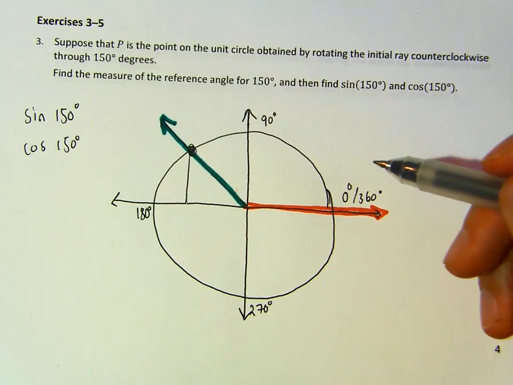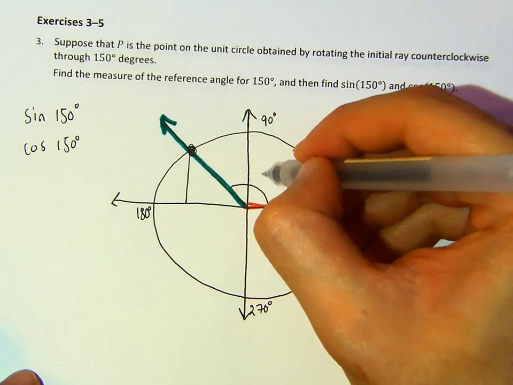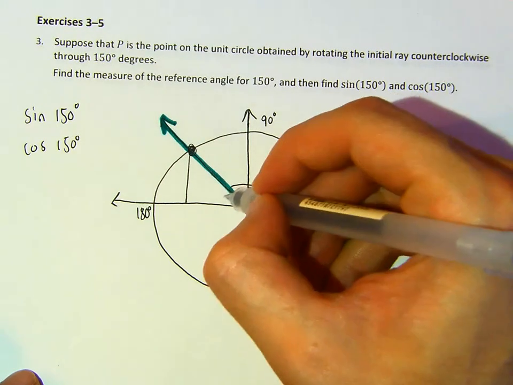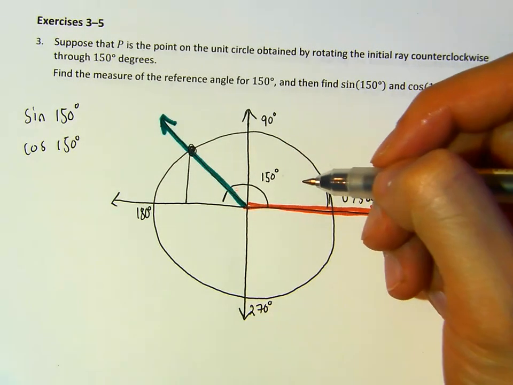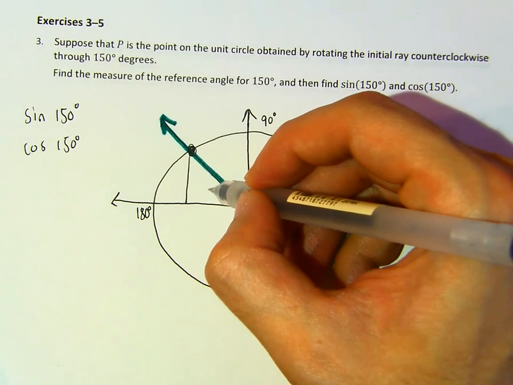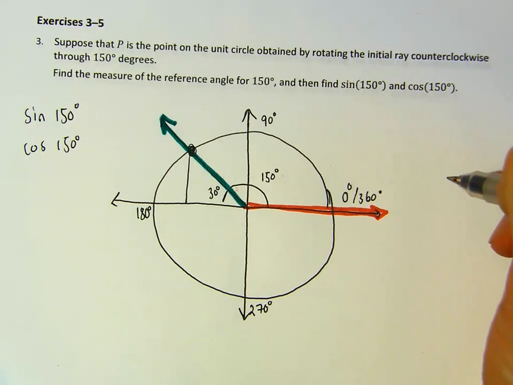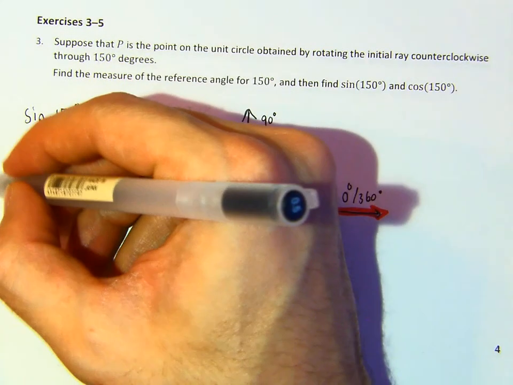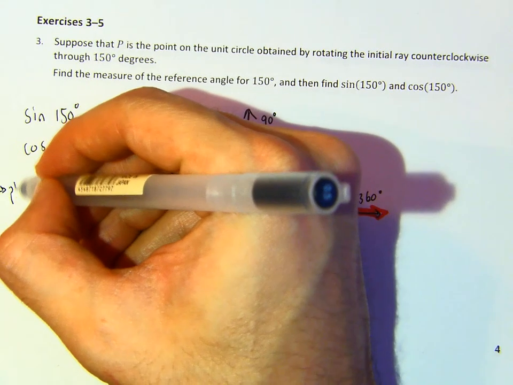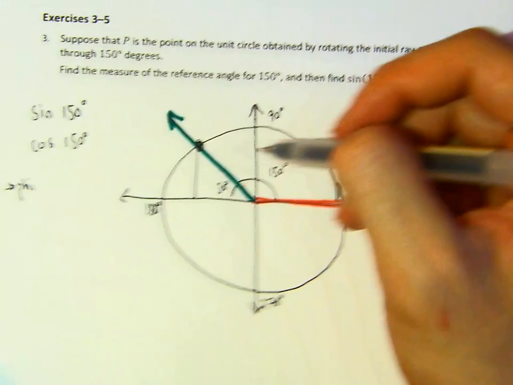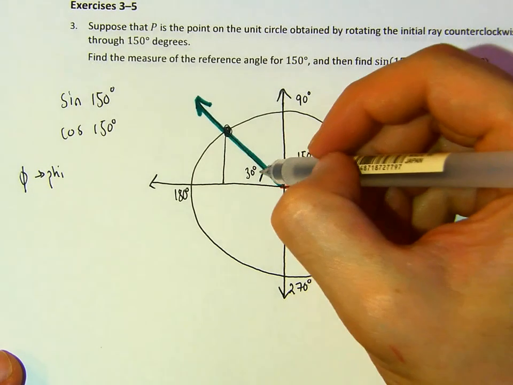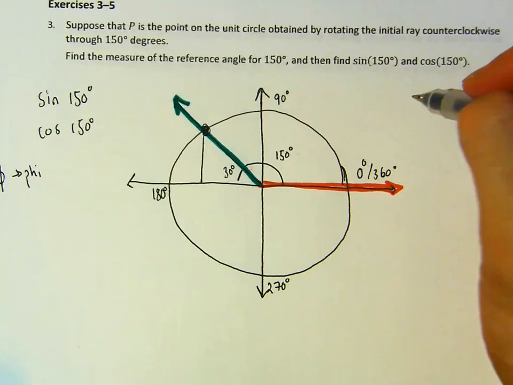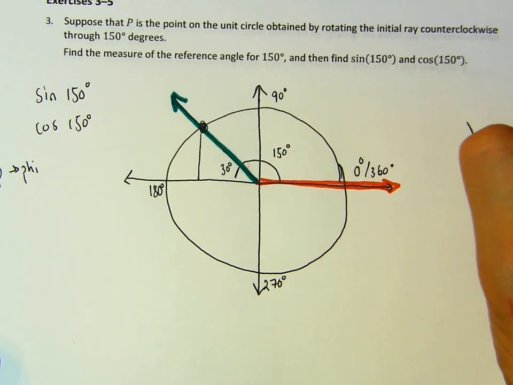Notice, what is the angle? Notice if this is 150 degrees, what does this angle over here have to be? This angle has to be 30 degrees. Okay, this is your reference angle, or your, what was that symbol? This is your phi. Right? Your phi is your reference angle. Okay, so if you know this is 30 degrees, what else do you know about your triangle?